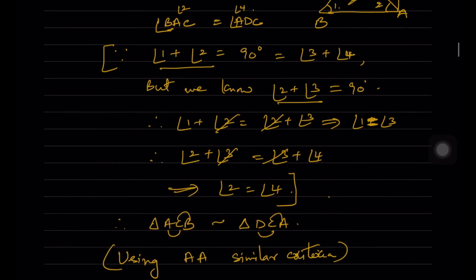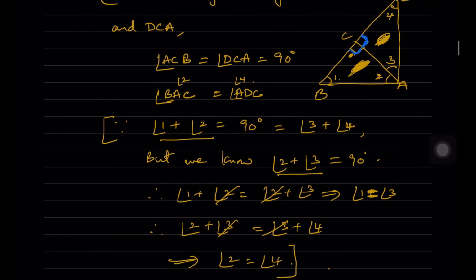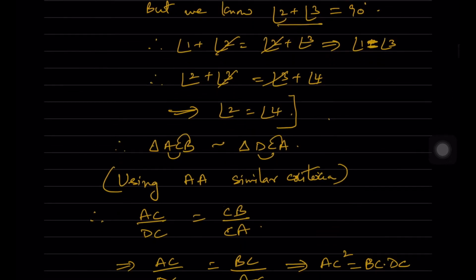And again you have angle 2 plus angle 3 is equal to angle 3 plus angle 4. Angle 3 gets cancelled on both sides. Therefore, angle 2 is equal to angle 4. That is what I have written here. Therefore, triangle ACB is similar to triangle DCA.